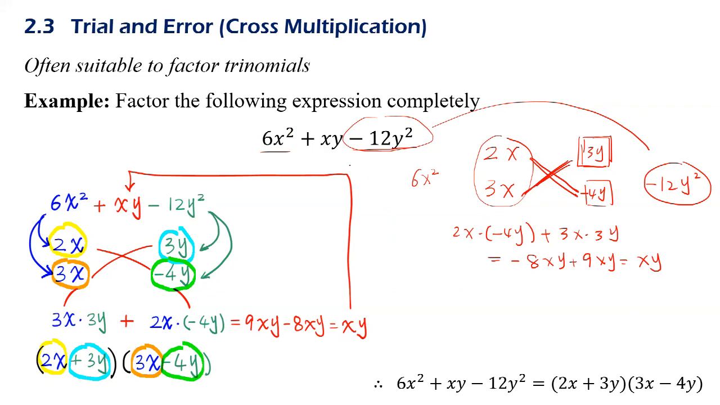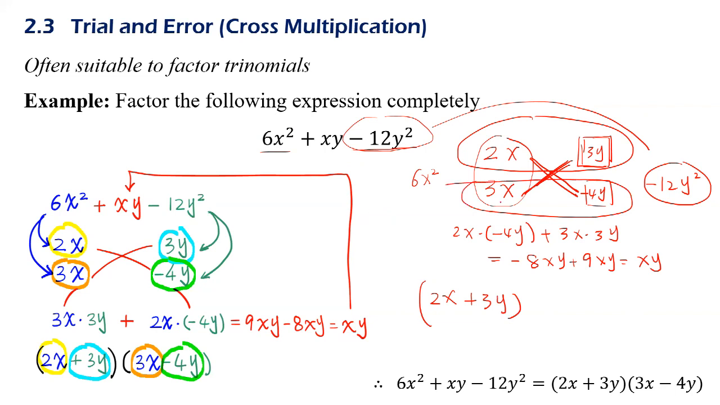So this expression can be factored into, this is the first factor, right? 2x plus 3y. And this is the other factor, which is 3x minus 4y, right? Again, you can always verify your result by expanding the polynomial. If you expand it back, it should equal the original expression.